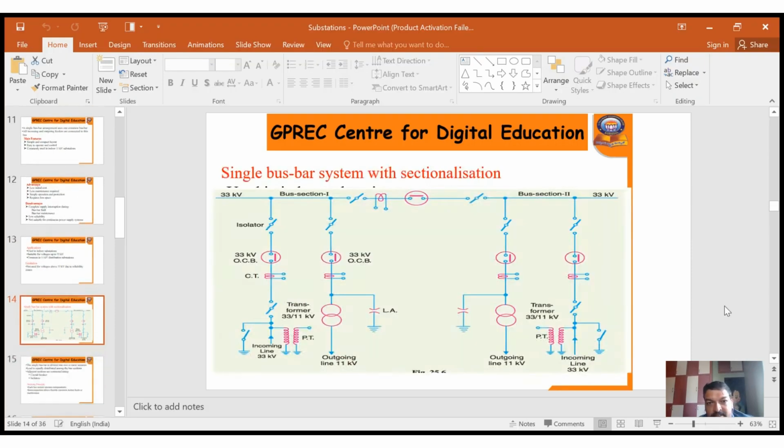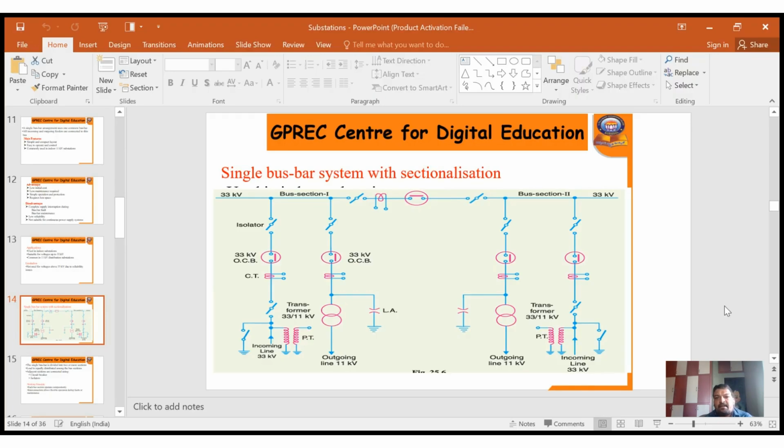Next, coming to the single bus bar system with sectionalization. Here it contains only a single bus bar where we have multiple sections, section 1, section 2, section 3 and so on. The diagram shows two sections, section 1 and section 2. Section 1 and section 2 are connected through current transformers, circuit breakers and isolators. Both are separated by protecting devices like circuit breakers, current transformers, and isolators.